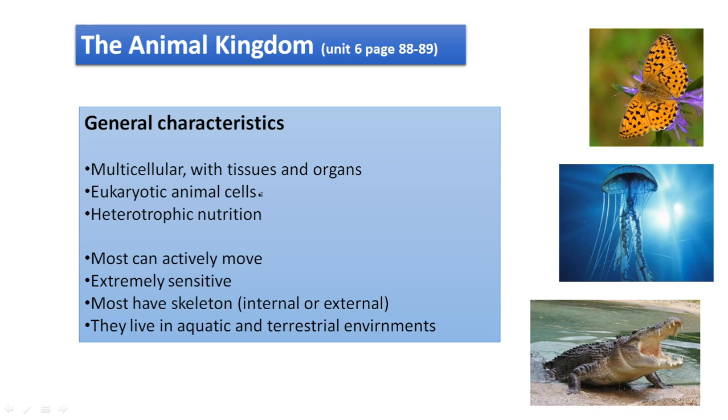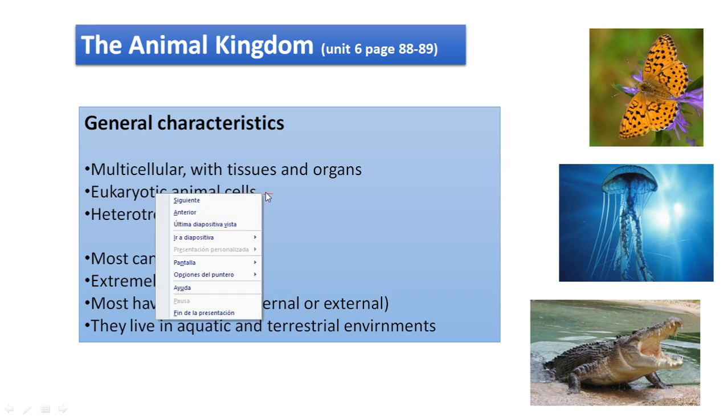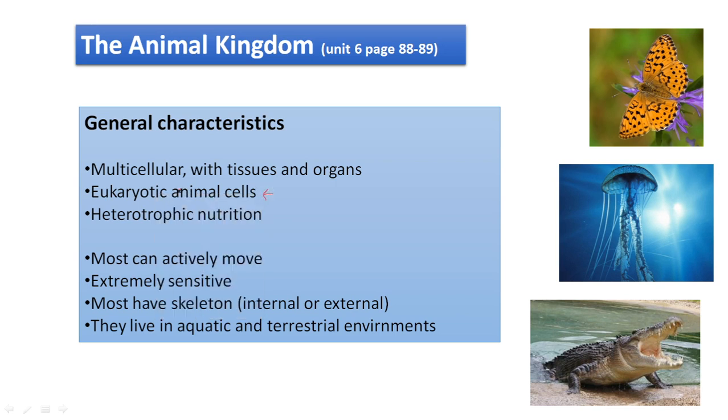Then we have the type of cells: eukaryotic animal cells, right? So their cells have a nucleus because they are eukaryotic and they have a lot of organelles, but they don't have chloroplast and a cell wall because they have eukaryotic animal cells. Also, the nutrition is heterotrophic. That means that they cannot produce their own organic matter and they need to obtain that organic matter from other living things. These 3 are the main characteristics of the organisms inside the animal kingdom.